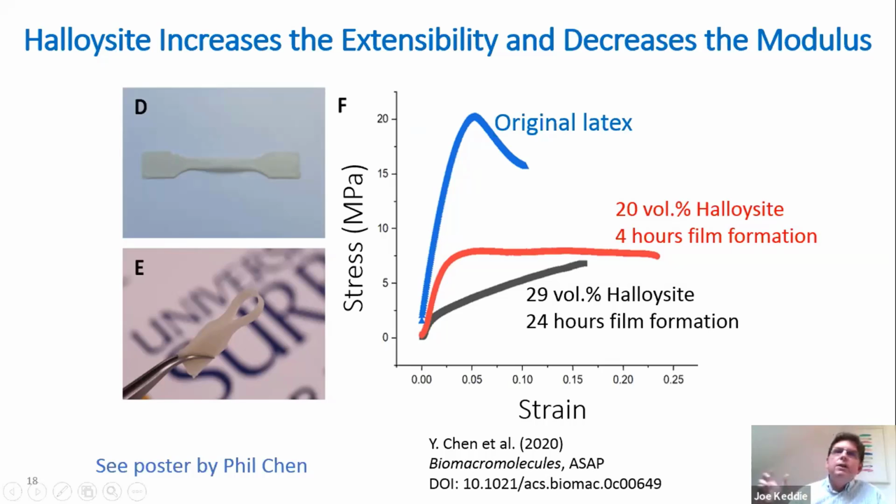So even though the clay is a hard particle, essentially because we're getting poorer film formation and more voids being introduced, we actually are diminishing the mechanical properties. And it was very brittle if we added even more halloysite, but if we increase the film formation time, we could at least get a measurable sample.